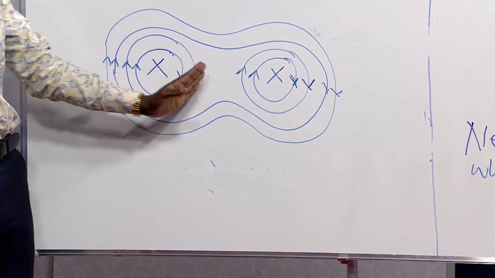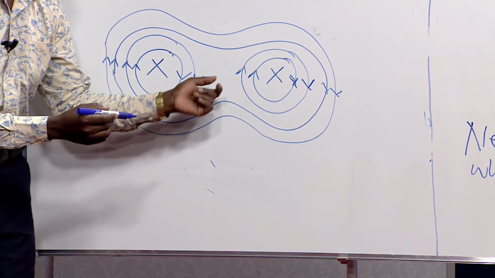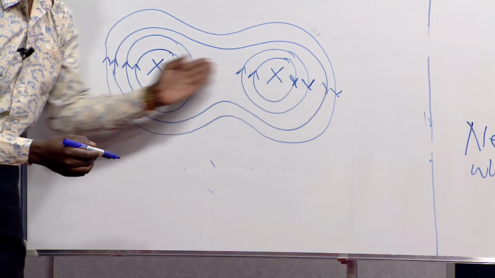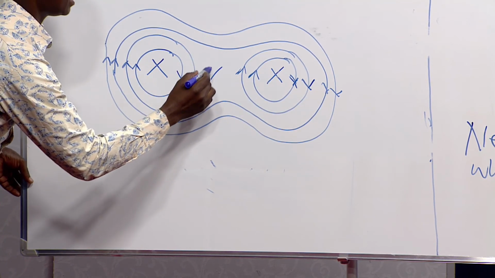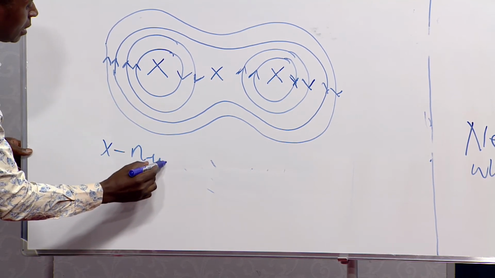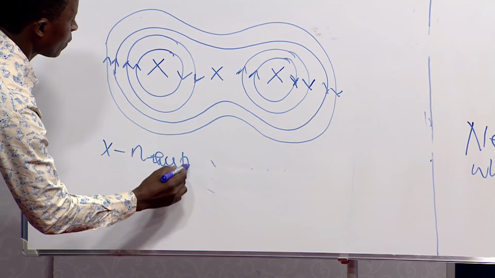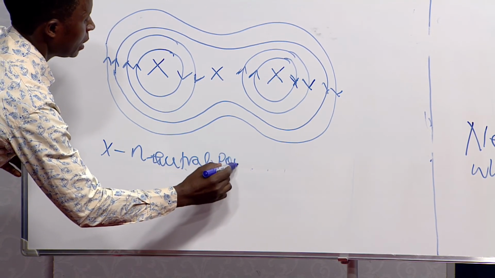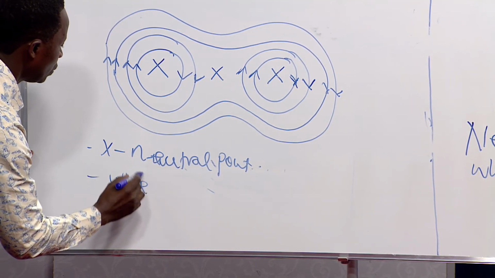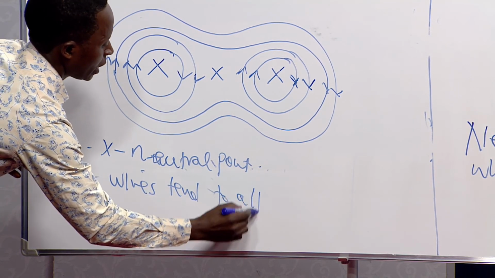We said that at the center, since the directions are opposing, there is repulsion, so there are very few field lines at the center and more field lines at the extreme end. And then we say that this X is a neutral point. That's what we said, is a neutral point. And also the wires tend to attract.